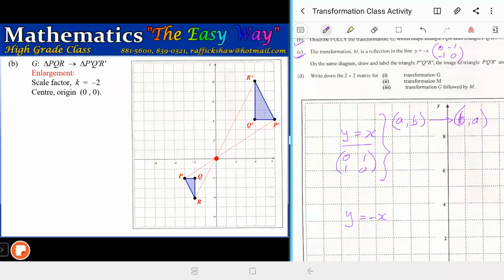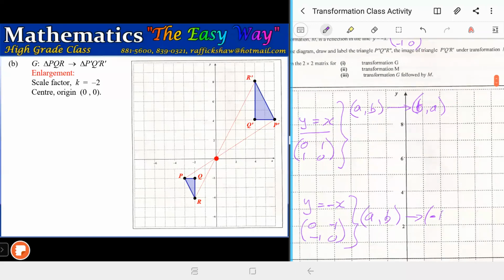When we do y equals minus x now, the more things you know, the better. The matrix is 0, -1, -1, 0. What would happen to the point (a, b)? A point (a, b) would switch around and change sign to become (-b, -a). With this knowledge, you can do it faster. You don't have to be calculating and working on stuff. You can do it much quicker. That is why you must know what happens with these things.